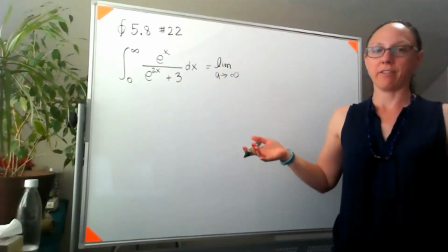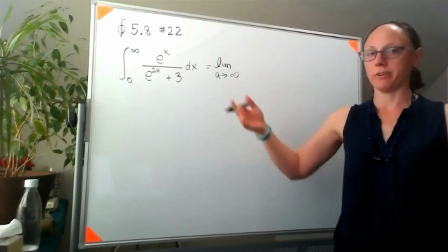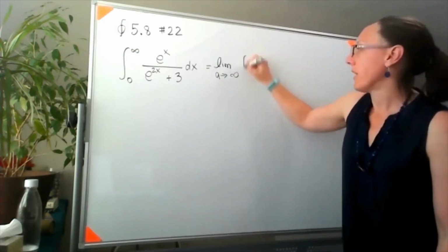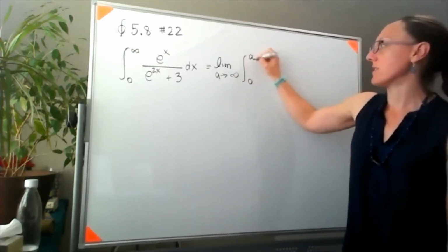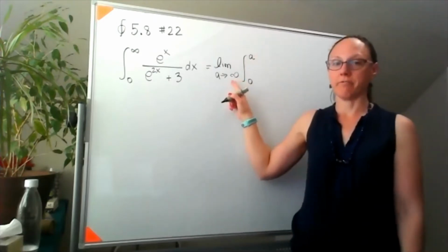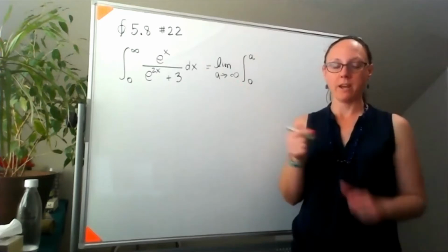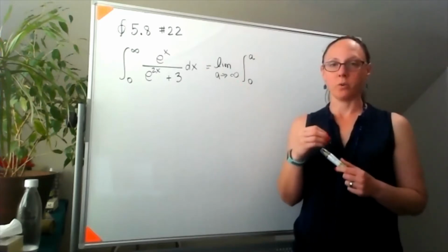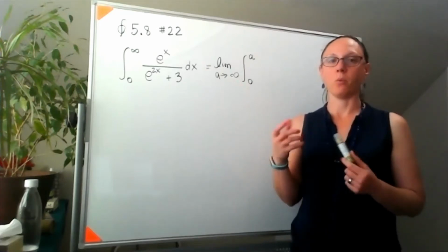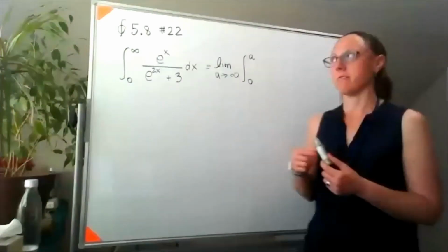I always choose a the first time, and if I end up needing two of them, I use b. And we're going from 0 to a. Whenever we're dealing with infinity, we don't have to put the coming from the left or coming from the right. There's only one direction to approach positive infinity from, and only one direction to approach negative infinity from.